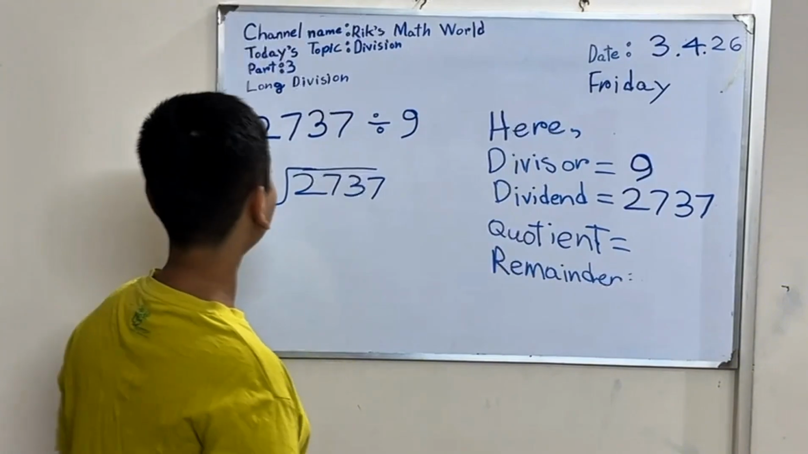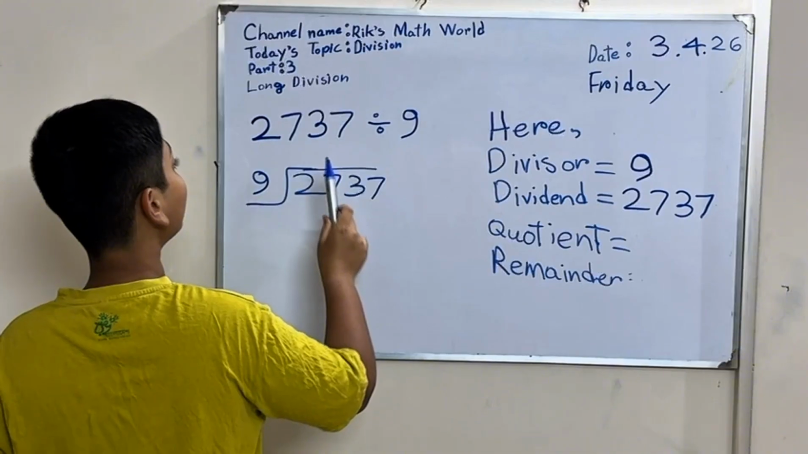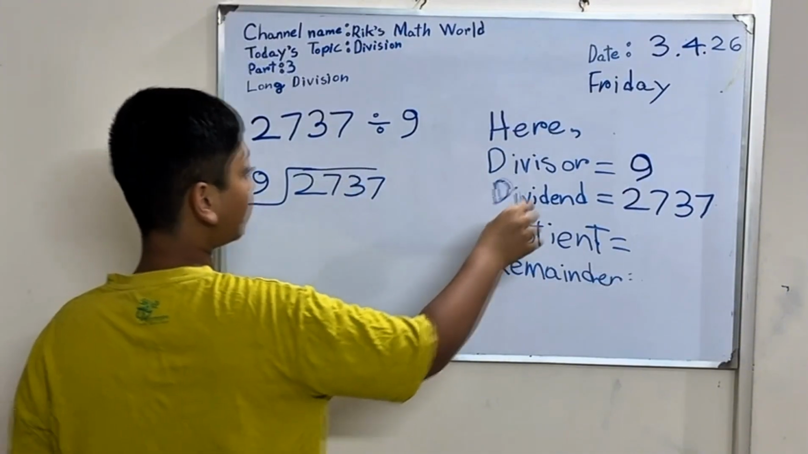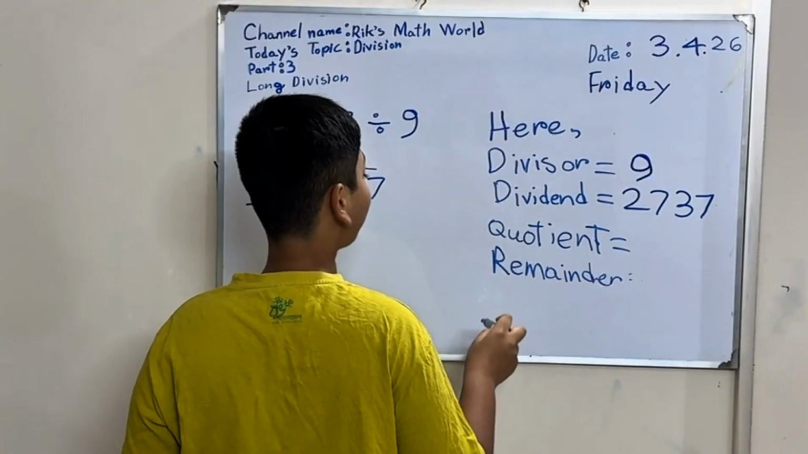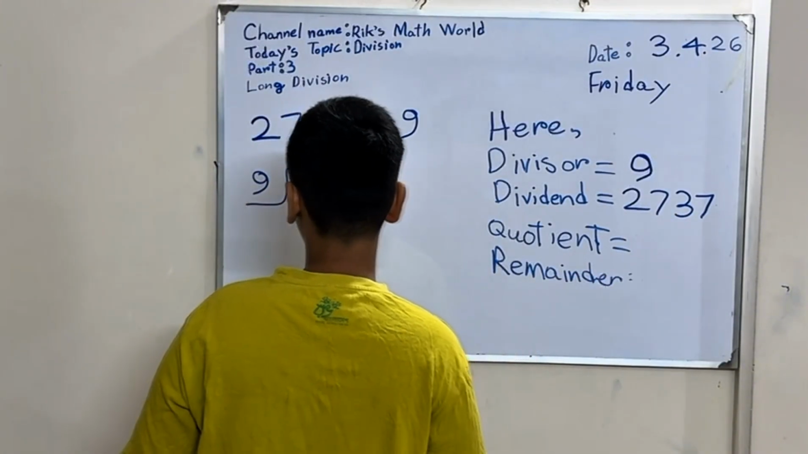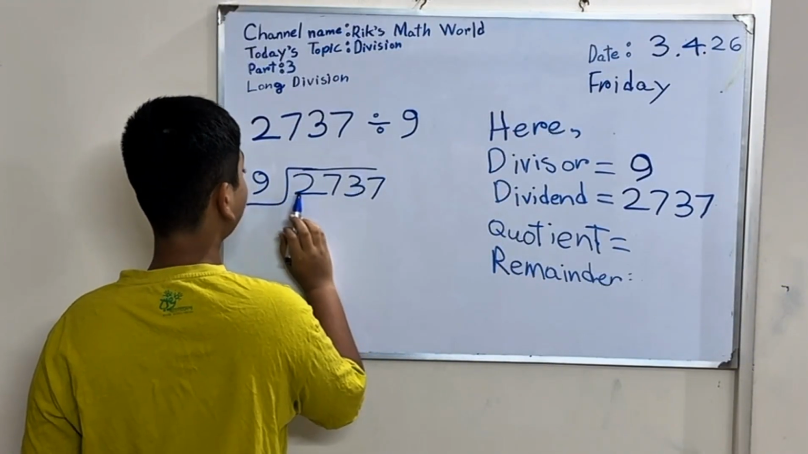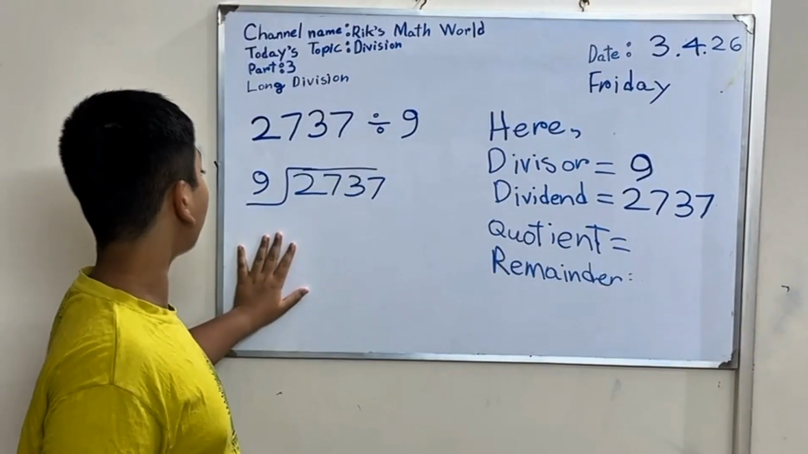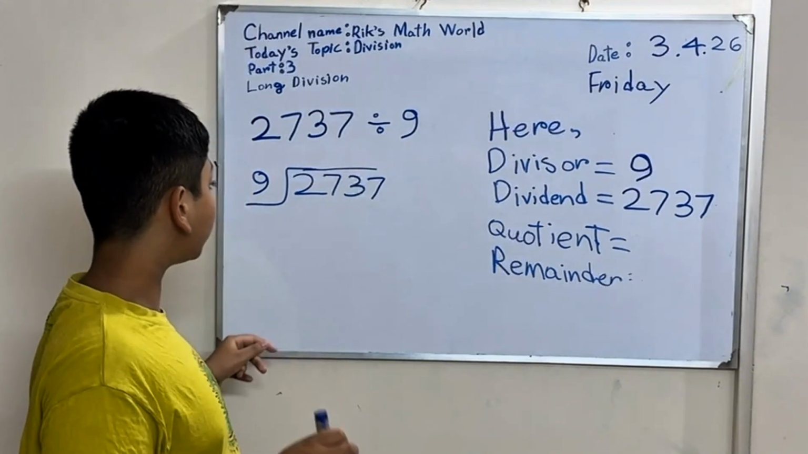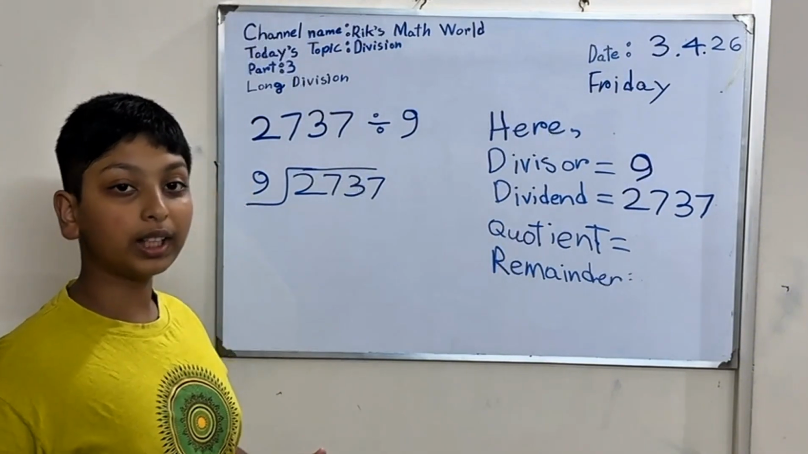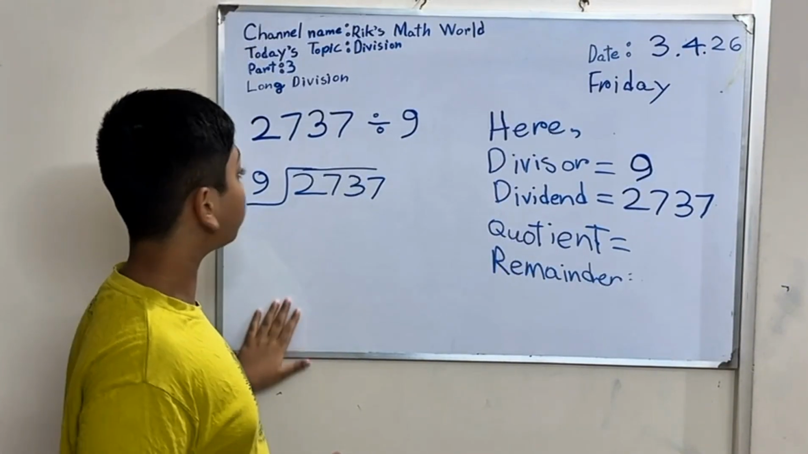So let's start. Here we can see you have to divide 2737 by 9. So here the divisor is 9, the dividend is 2737, and we have to find the quotient and remainder. Here we have to divide 2 by 9 but we cannot do it because 2 is smaller than 9. So we have to go to the next digit which is 7. So now divide 27 by 9, which is doable because 27 is bigger than 9.